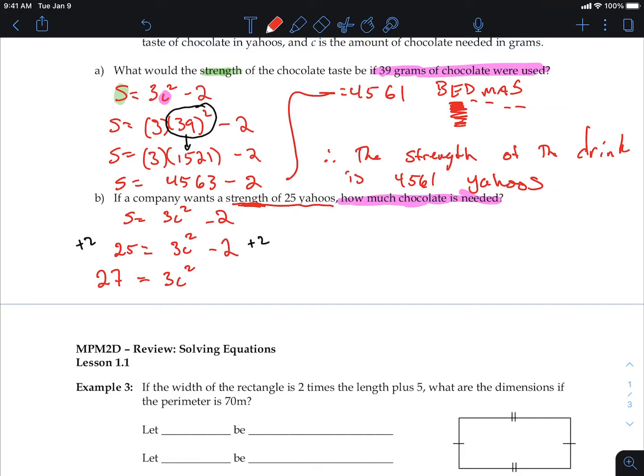I'm after just C. So I see the multiplication there, and I can divide both sides by 3. The 3's now drop out. What's 27 divided by 3? 9. Right? So 9 equals C squared. Now here's a problem. I don't have C equals 9. I have C squared equals 9.